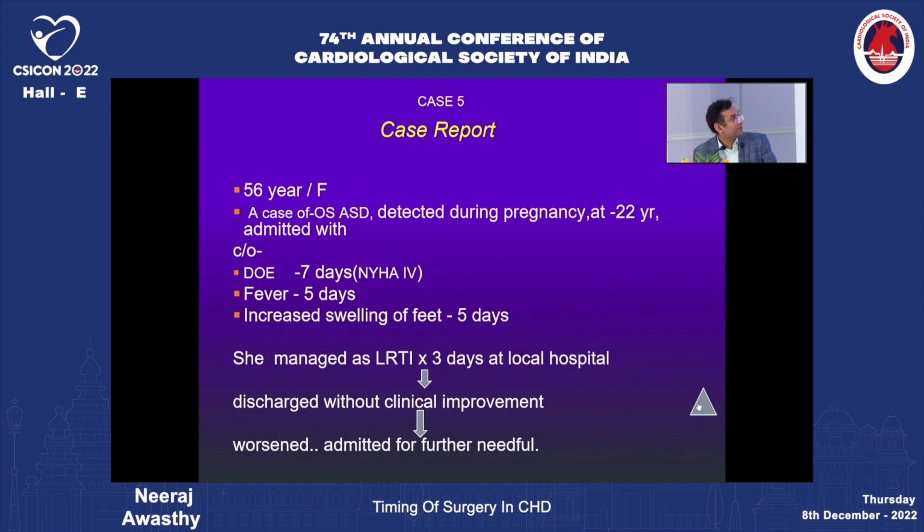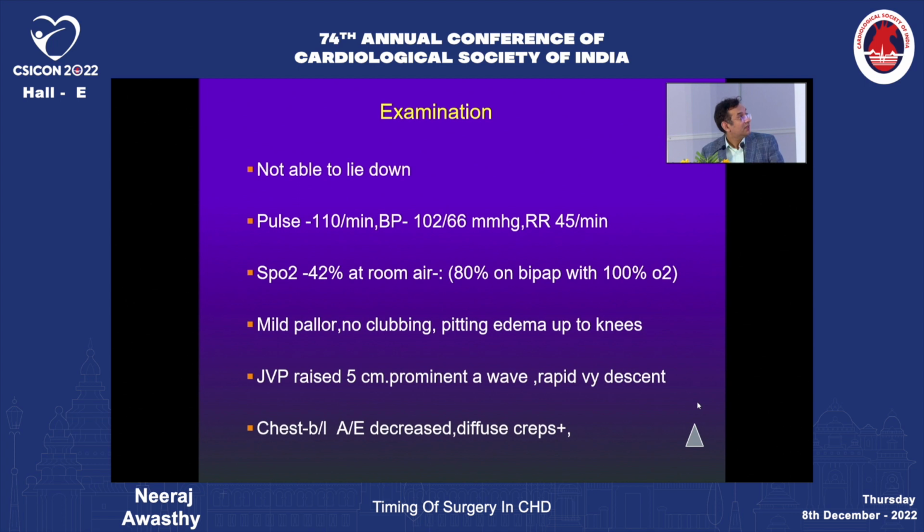Let me start with a 56-year-old lady who had a case of ASD, which was diagnosed during pregnancy, has dyspnea on exertion, had fever. She was managed as LRTI for 3 days at a local hospital, discharged without clinical improvement, worsened, and again admitted for clinical evaluation. So each time she would present with a chest infection in the emergency and was labeled as ASD with severe PH.